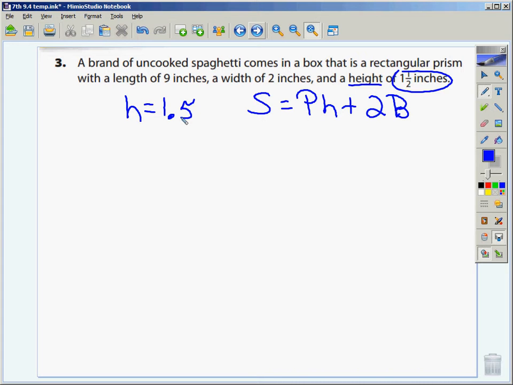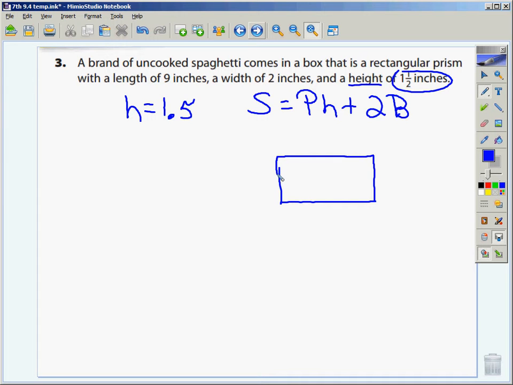Since they're talking about a box of spaghetti, what overall shape was this box of spaghetti? It was a rectangular prism. Okay? And the height is what? 1.5. What's the shape then of the base of this? Is it square, rectangular? It's a rectangle. And we're going to separate out that rectangle because P and B are both going to come from that shape.